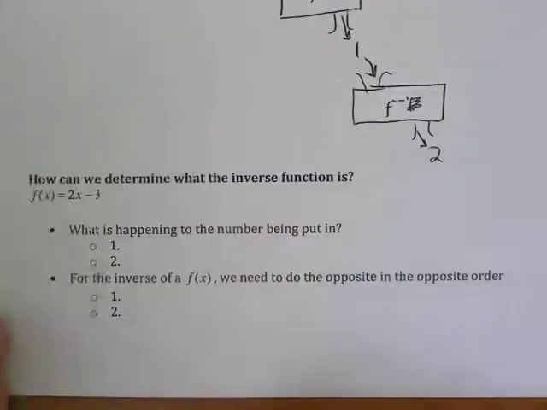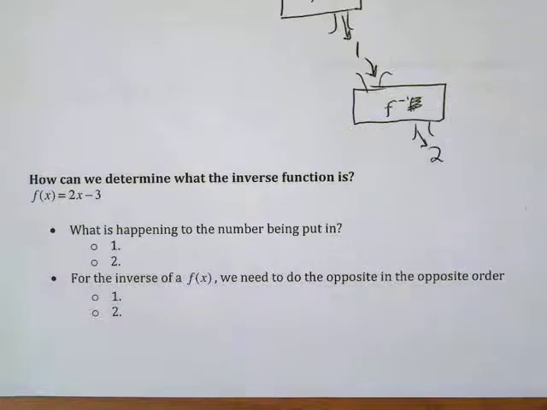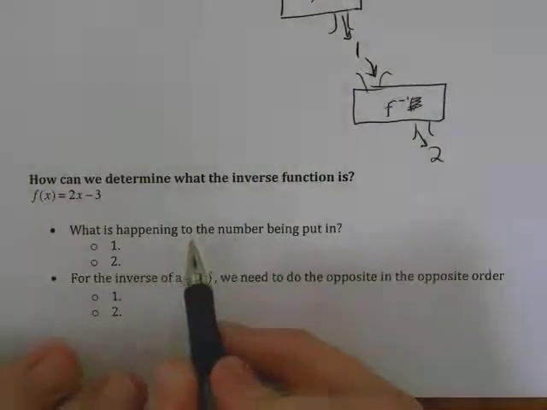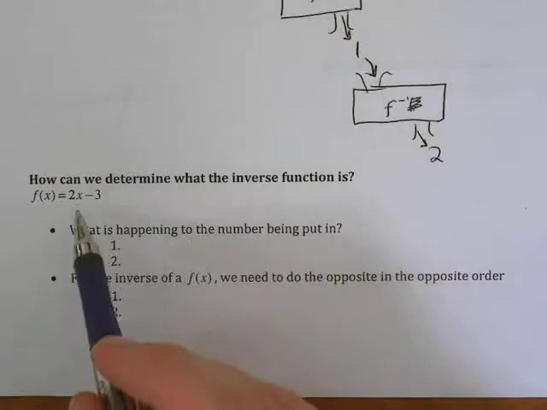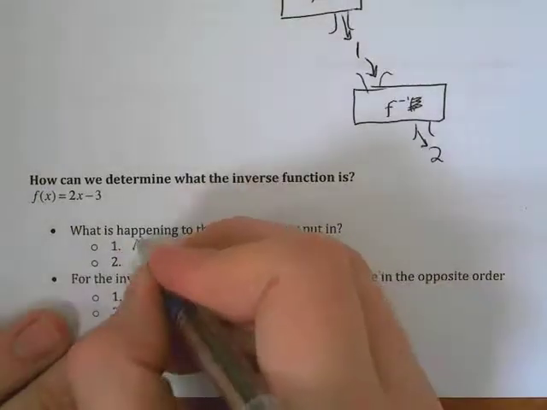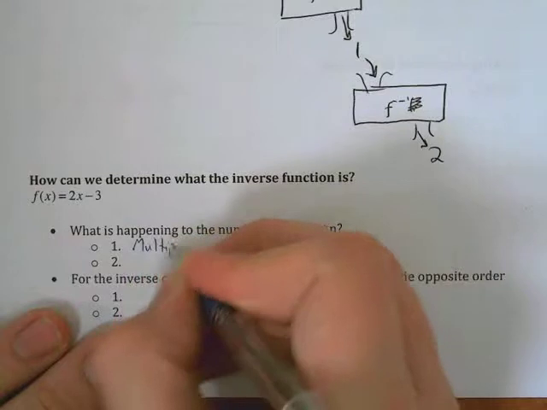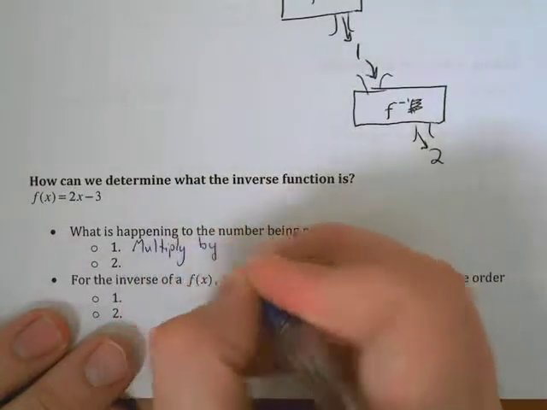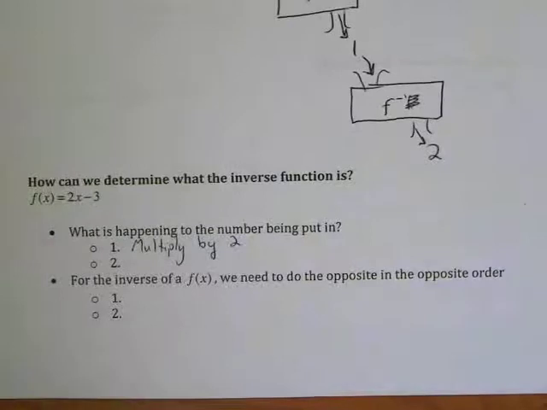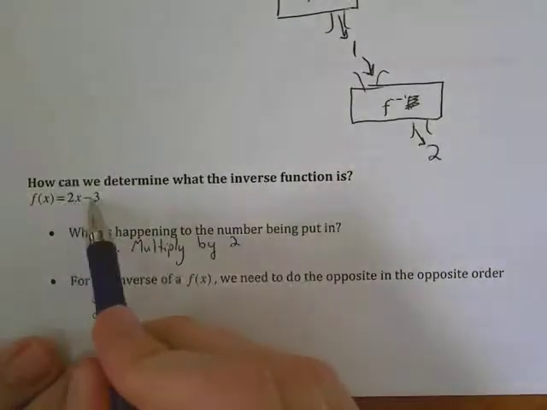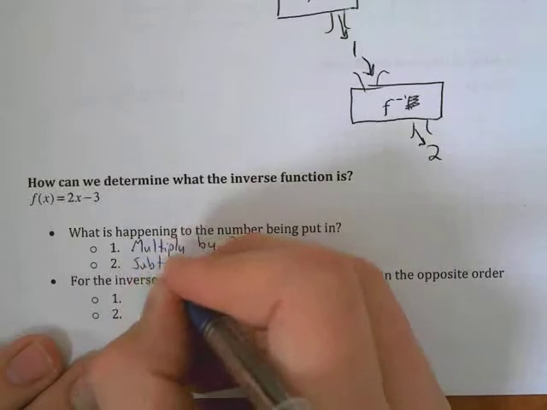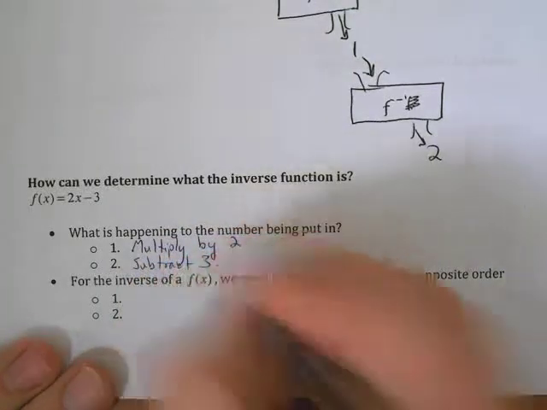So if we have this function, f of x equals 2x minus 3, we're going to stay current with this function. What happens when you put a number into it? For instance, if I put in a 7, what's the first thing you're going to do? You're going to multiply by 2. After you multiply by 2, what are you going to do next? Well, 2 times 7, and then I'll probably subtract 3. So that would be our next step. We would subtract 3. Good old order of operations.